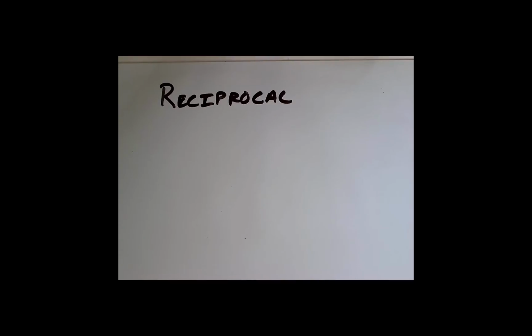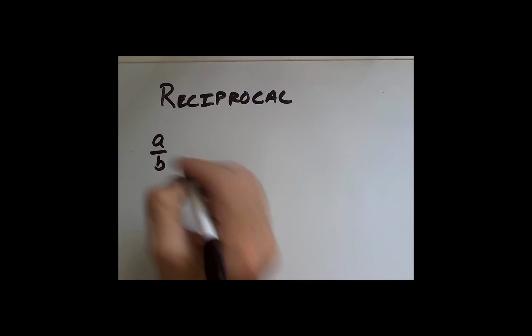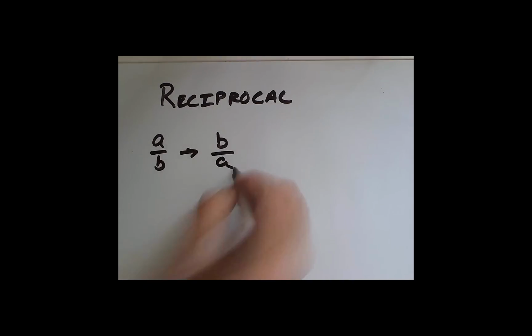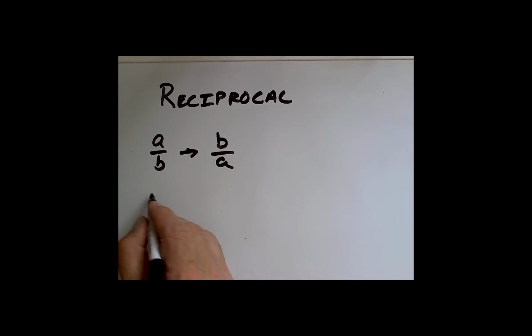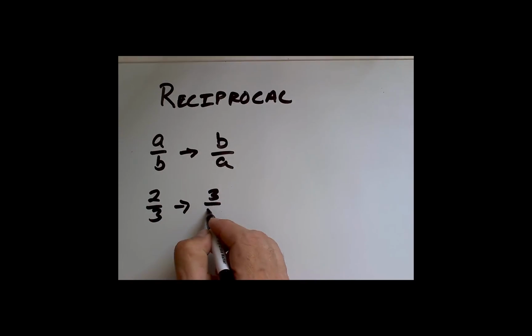The reciprocal is nothing more than how we find the multiplicative inverse. If we had a fraction a/b, the reciprocal to this would be b/a. Or if we had 2/3, the reciprocal to 2/3 is 3/2.